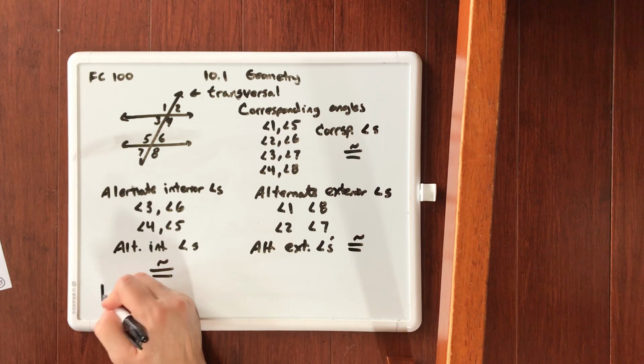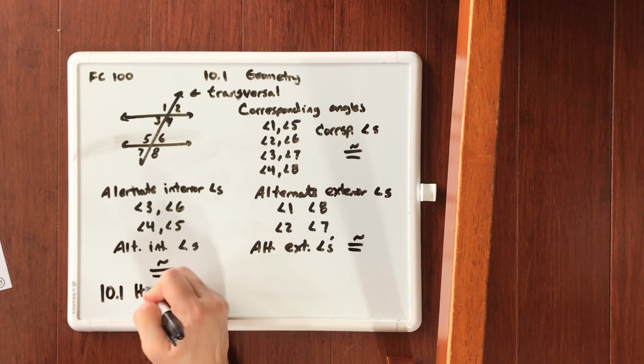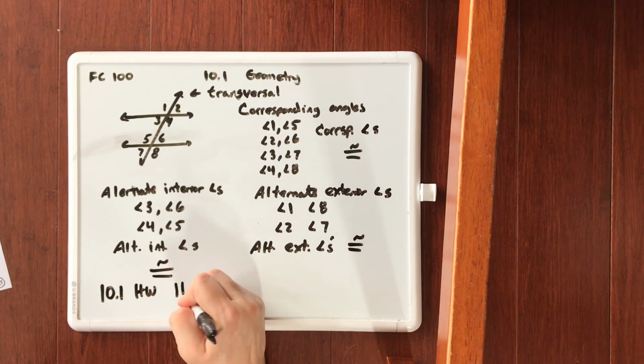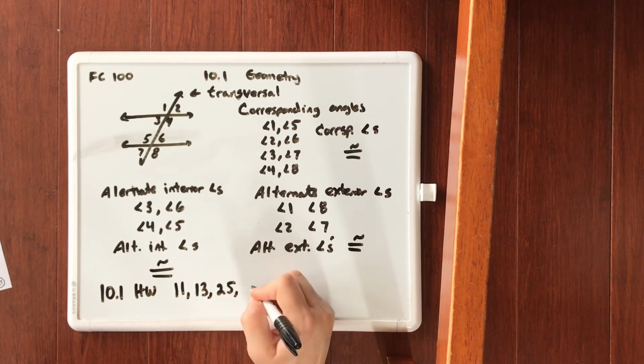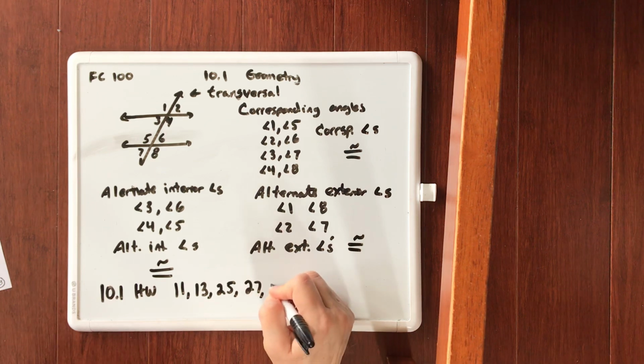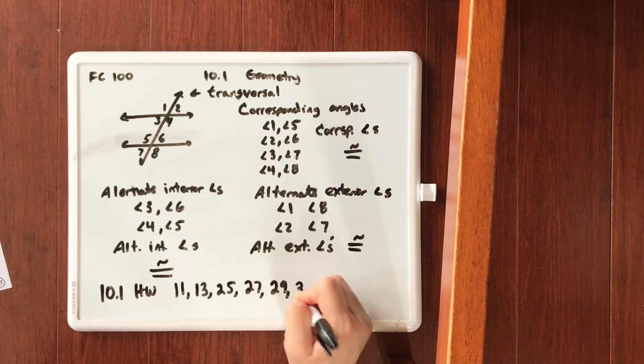Okay, so here's your homework for 10.1: 11, 13, 25, 27, 29, and 31.